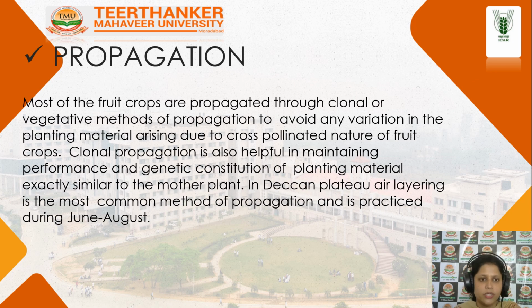Now coming to propagation. Most of the fruit crops are propagated through clonal or vegetative methods of propagation to avoid any variation in the planting material arising due to the cross-pollinated nature of fruit crops. Clonal propagation is also helpful in maintaining performance and genetic constitution of planting material exactly similar to the mother plant. In Deccan Plateau, air layering is the most common method of propagation and is practiced during June-August, but the commercial method of propagation of pomegranate is the hardwood cutting.